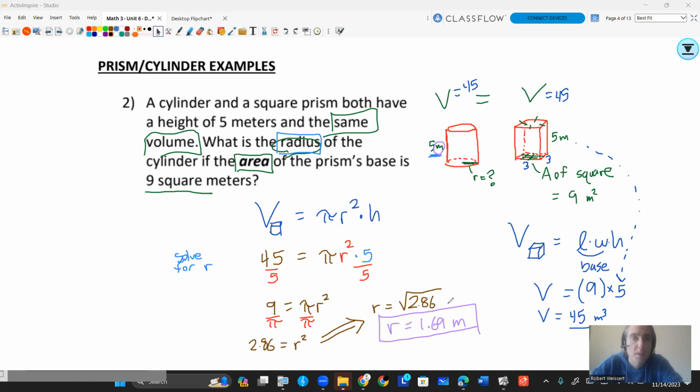So you should have enough examples now on prisms and cylinders to hopefully work with what you have on your assignment.